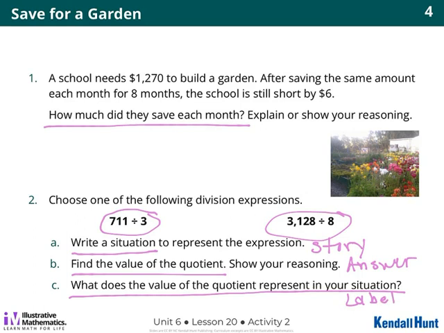Like, are you talking about monkeys? Are you talking about bananas, etc.? Do you use both expressions or just one? It says just choose one. Now, could you do both if you have time and you want to? Yeah.